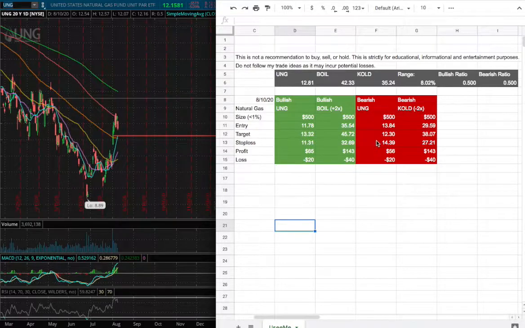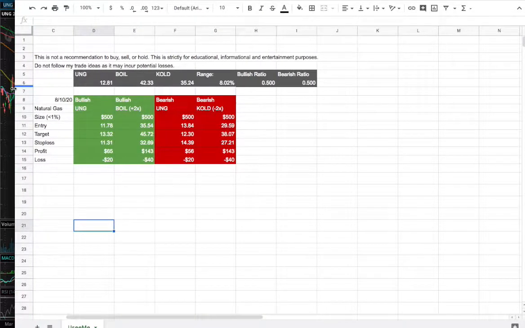On the other hand, if I were to open a short position for UNG, my short entry will be $13.84. That is around the range right here where we encountered previous resistance that dated back to May 6th. And my sell target for my short position will be $12.30 and my stop loss will be $14.39. So how did I develop these trade ideas?